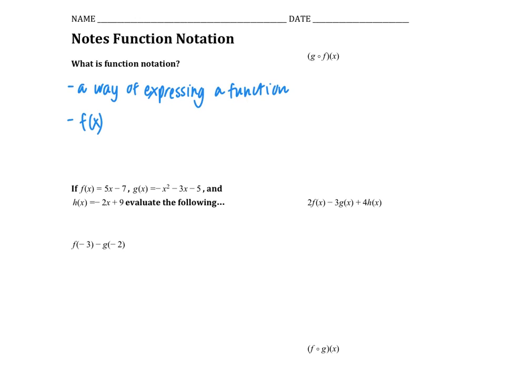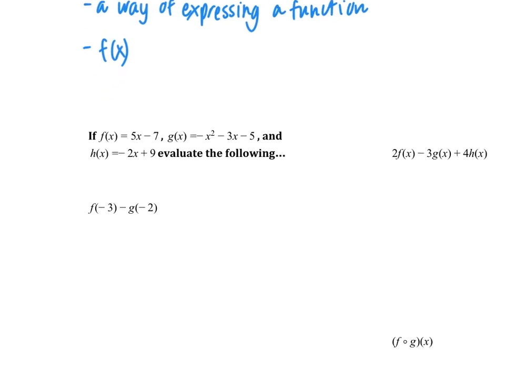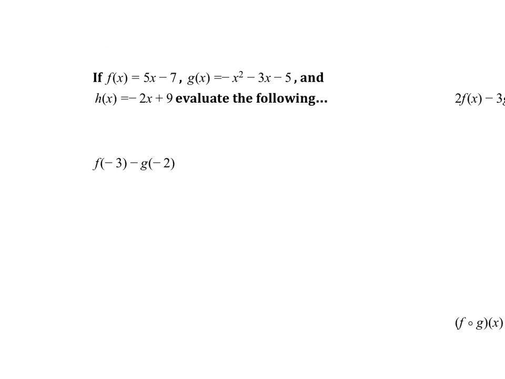So if we look at our examples, we have f of x equals 5x minus 7, and we also have g of x equals negative x squared minus 3x minus 5, and h of x equals negative 2x plus 9. And we want to evaluate the following. So what this is saying is this is my input in the f function, and this is my input in the g function. So I'm going to figure out what those values are, and then I'm going to subtract them.